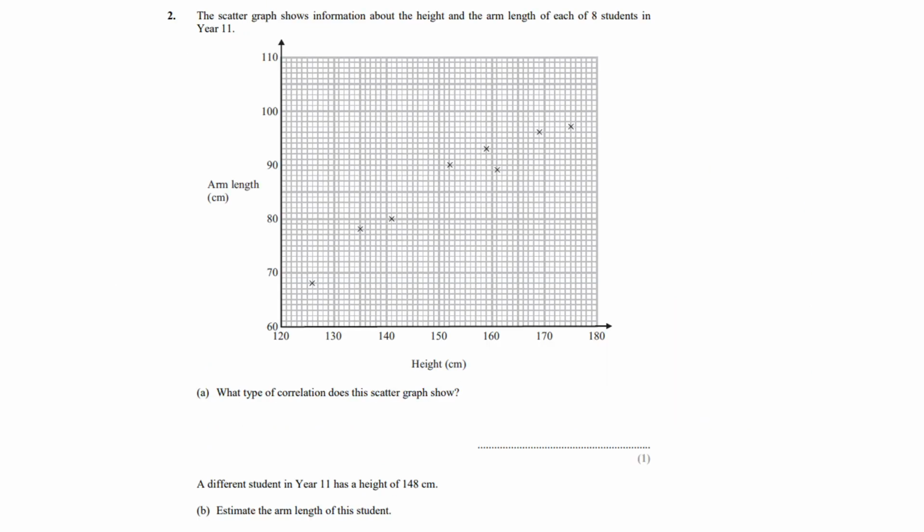Now let's take a look at this one. This graph shows a scatter graph about height and arm length of each of the 8 students, okay? What type of correlation is this? Well, as you can see, it's going up, right? So it's a positive correlation. Okay? 2 words, 1 mark. Make sense? Excellent. Now, we're told a different year 11 student has a height of 148 centimeters.